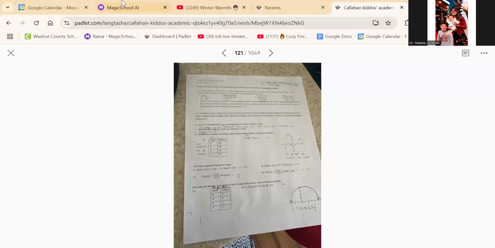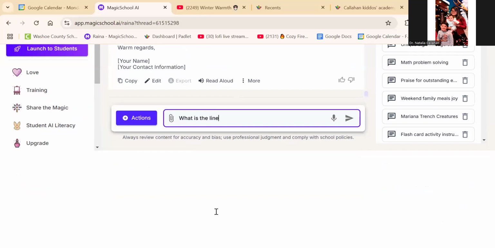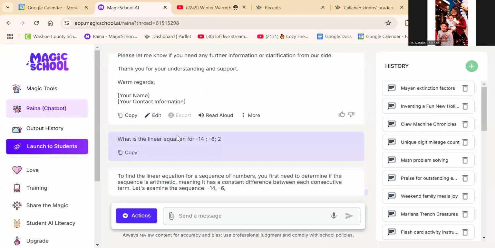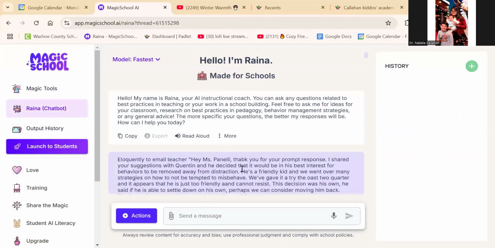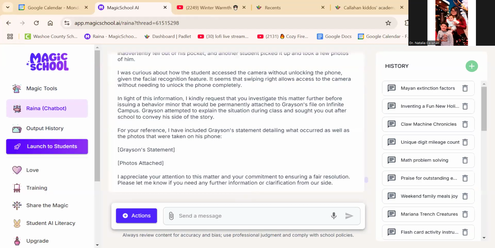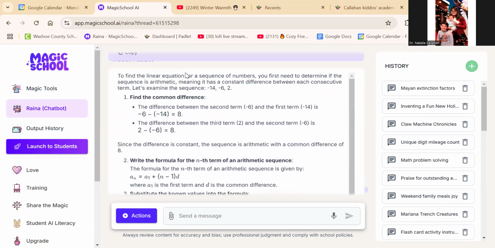All right, so read that question for me one more time, please. What is the linear equation, right? For was -16, 14, and then -6, and then 2? So we know the difference is 8, correct? Because if you take a look at the numbers that we did, it's consistent. So it's the change of 8, correct?